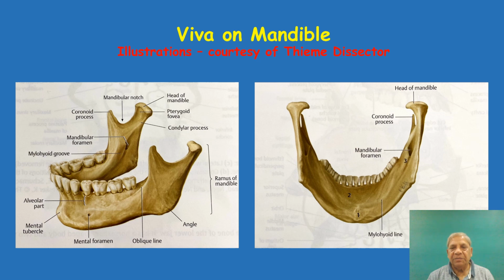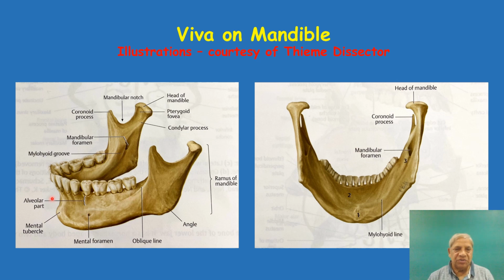Then the question will be, what are the parts of the mandible? If you see the parts of the mandible, where I am moving the pointer in the first illustration, this part of the mandible is called the body of the mandible, and the posterior most part is called the ramus. There are right and left rami of the mandible. The ramus is a quadrilateral bone, while the mandible body is a horseshoe-shaped structure.